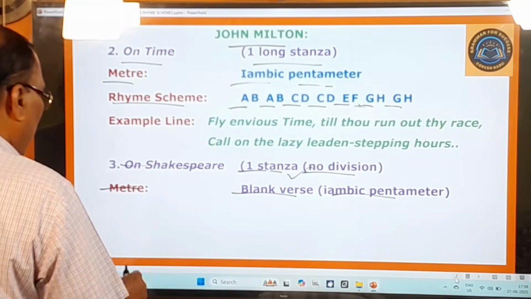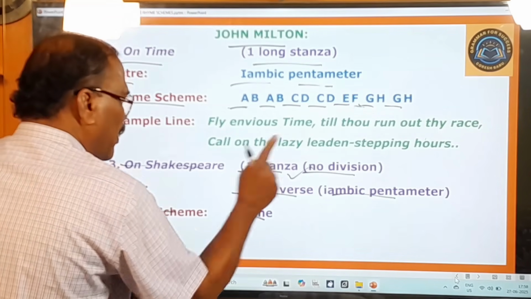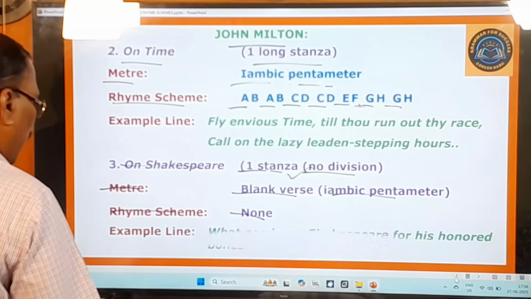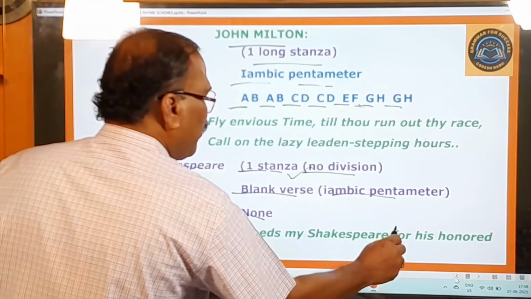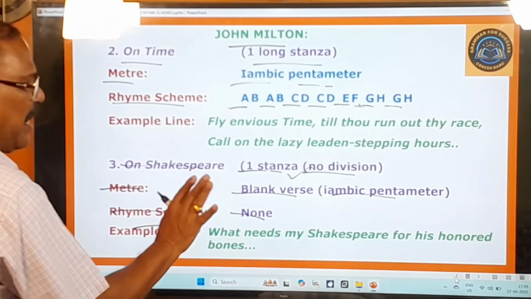Okay, and here the rhyming scheme is none, because in blank verse only the meter will be there, but no rhyming pattern. Therefore, there is no rhyming scheme at all. And you go to the example: "What needs my Shakespeare for his honored bones?" So some poetic line is given here for an example's sake.